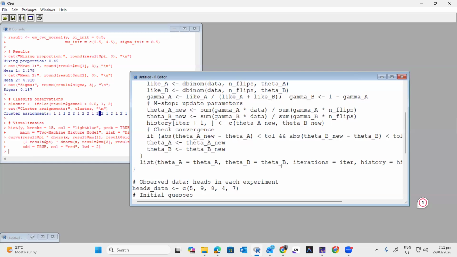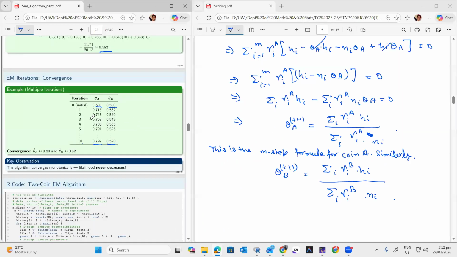All right, and after the convergence check, we have theta A equal to theta A nu, and theta B equal to theta B nu, meaning here we update the current values for the next iteration. These values will be used in the next iteration. The same thing we did here: we use these values, 713 and 582, as the initial guess again.